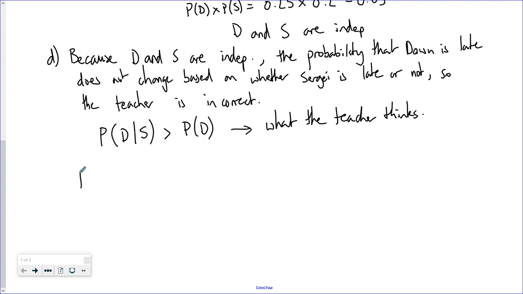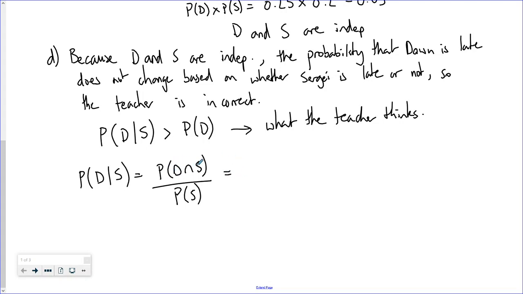So this is what's actually true. We know that the probability of Dawn being late given that Sergey is late is equal to the probability of Dawn and Sergey being late divided by the probability of Sergey being late. That's our formula that we've learnt in chapter 2 for conditional probability.